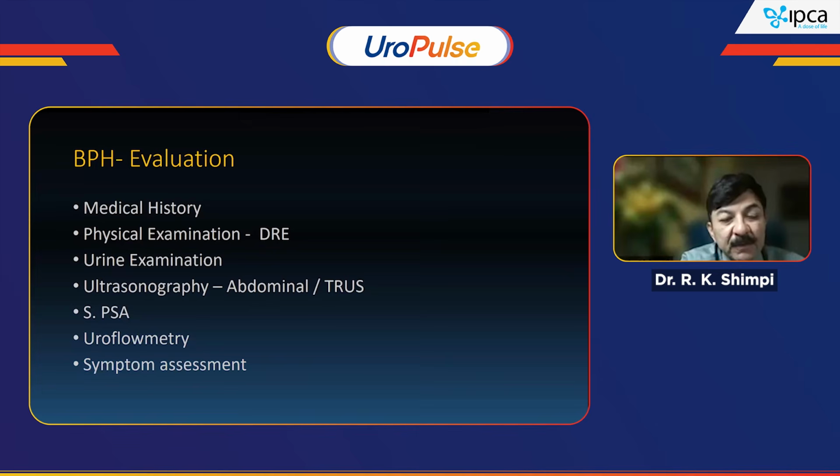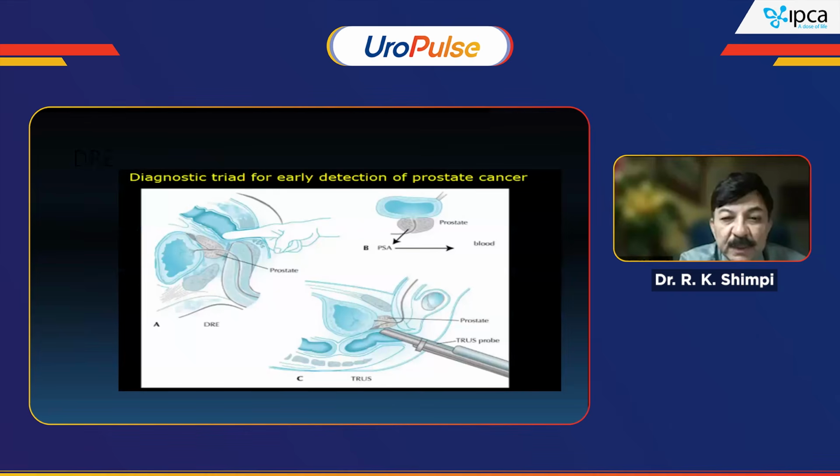At the same time, you can find out the size of the prostate, and you can check the sphincteric tone, whether it is normal or not. Then you go for the urine examination, which will tell you about the presence of pus cells. If it's more than 5, then there is a possibility that the patient might be having infection. In that case, you should send urine for culture, and accordingly, you might have to give him antibiotics. The ultrasound examination, the PSA, uroflowmetry, and symptom assessment. These are the other evaluation tests.